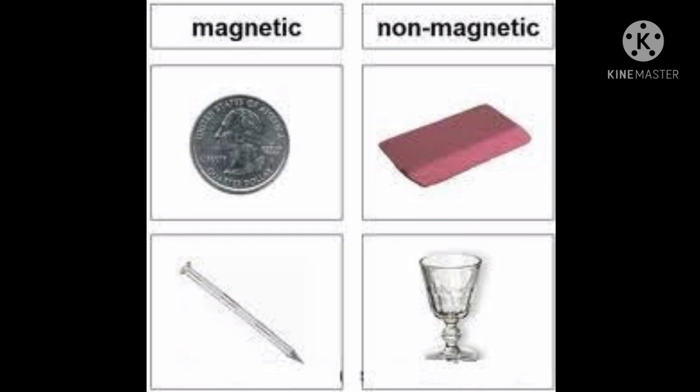Next, magnetic and non-magnetic materials. Materials made up of iron and steel are attracted to the magnet, and these materials are known as magnetic materials. All others are non-magnetic materials. They are not attracted by magnets and cannot be magnetized.